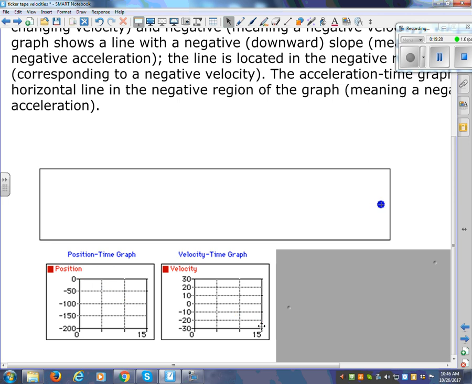Are you seeing a pattern to all of these? I hope so. Acceleration time graph? It'll be a flat line.